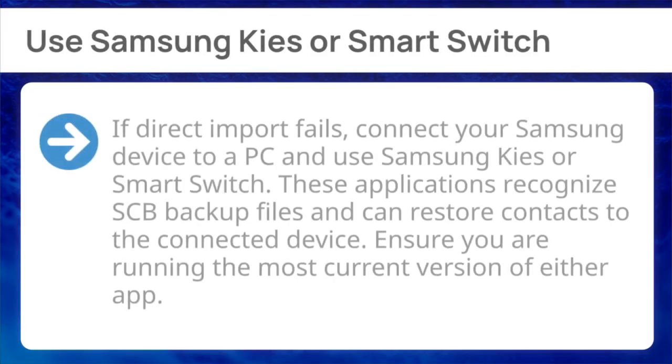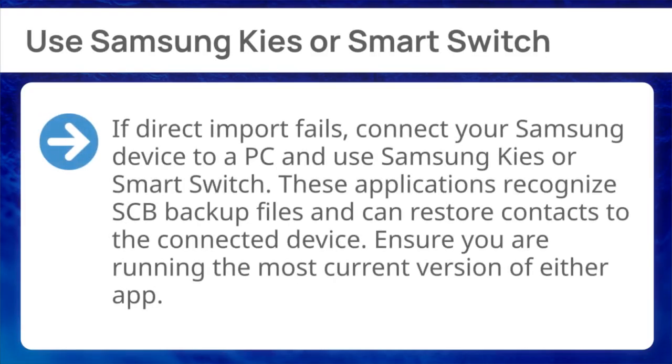Next, use Samsung Kies or Smart Switch. If direct import fails, connect your Samsung device to a PC and use Samsung Kies or Smart Switch. These applications recognize SCB backup files and can restore contacts to the connected device. Ensure you are running the most current version of either app.